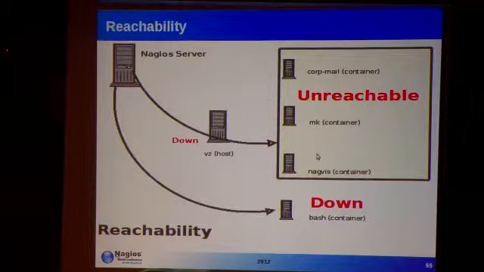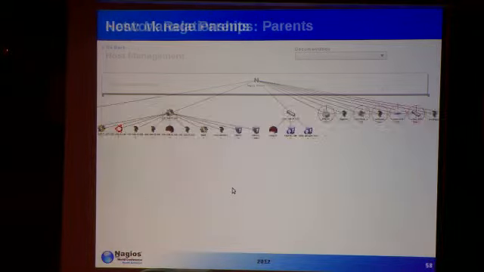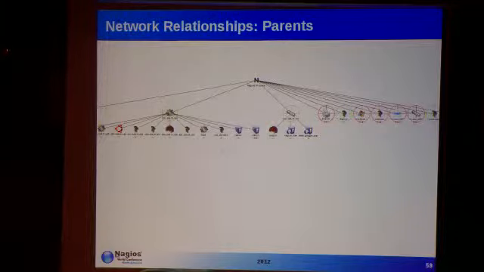So use your parent setting to make sure that your network structure is in place to save those notifications. You don't need them. Everybody's going to hate you for it. You'll hate yourself. You'll have thousands of them. So, reachability. It's important to focus on that. If you forget one of these containers, Nagios is going to say, hey, it's down. I'm sending notifications for the whole thing. Okay, so there's the parent setting. Simple enough. There you can see the relationships.